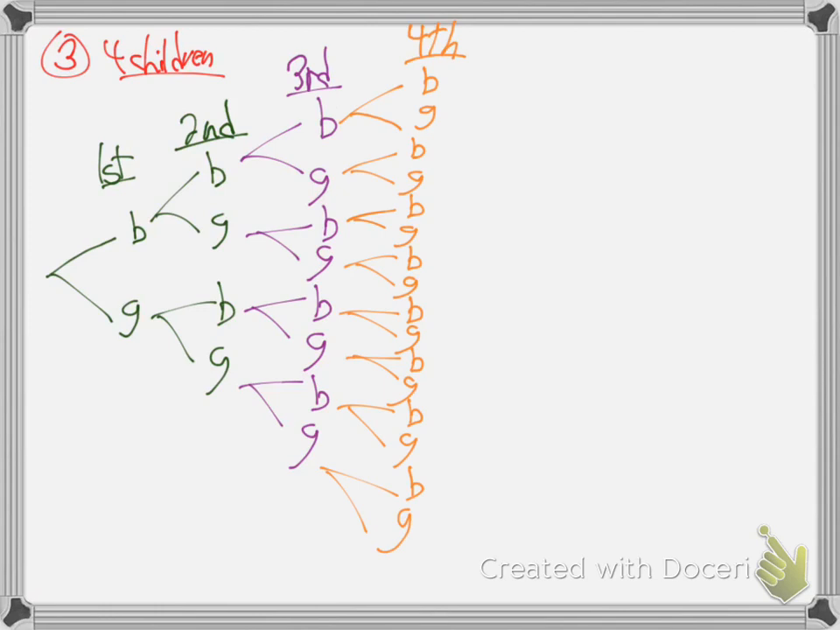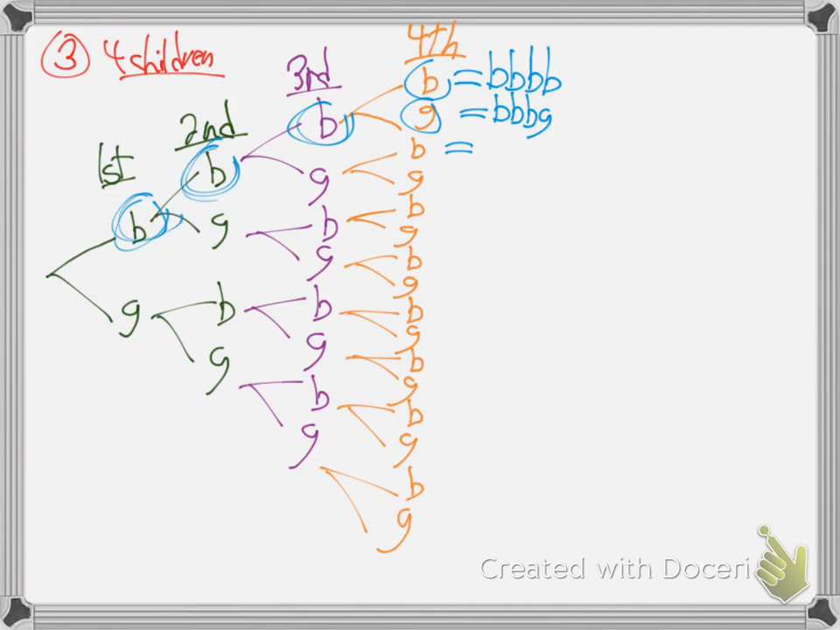Okay, so now putting it all together, let's follow the paths here. So this is boy, boy, boy, boy, which leads to this result. This is boy, boy, boy, girl. How do we get here? Boy, boy, girl, boy. How do we get here? Boy, boy, girl, girl. So I'm just following the tree from left to right.